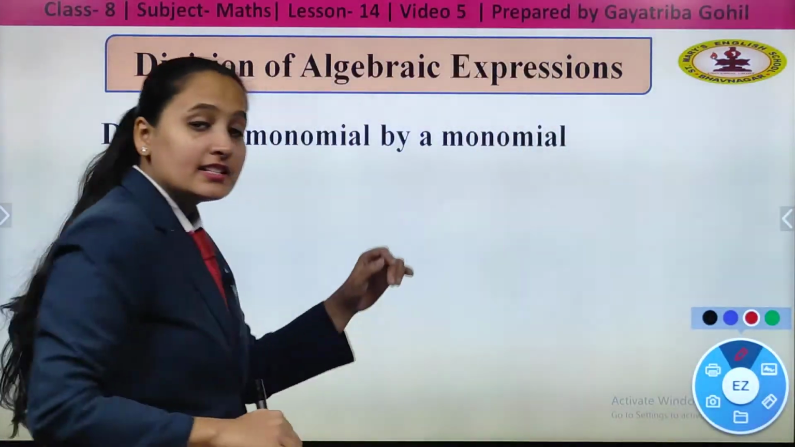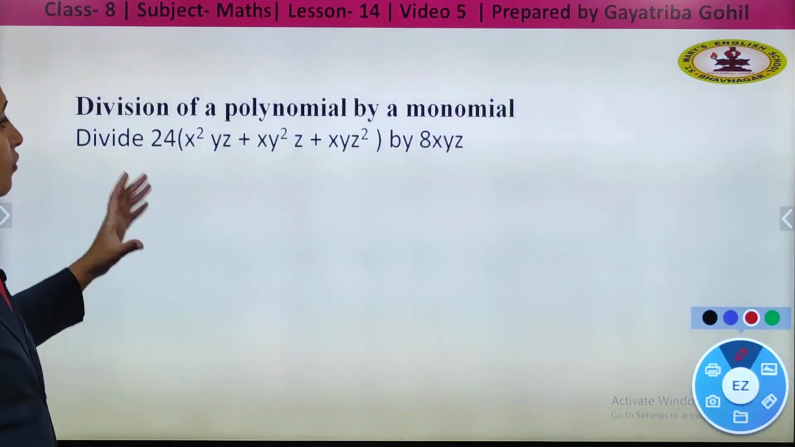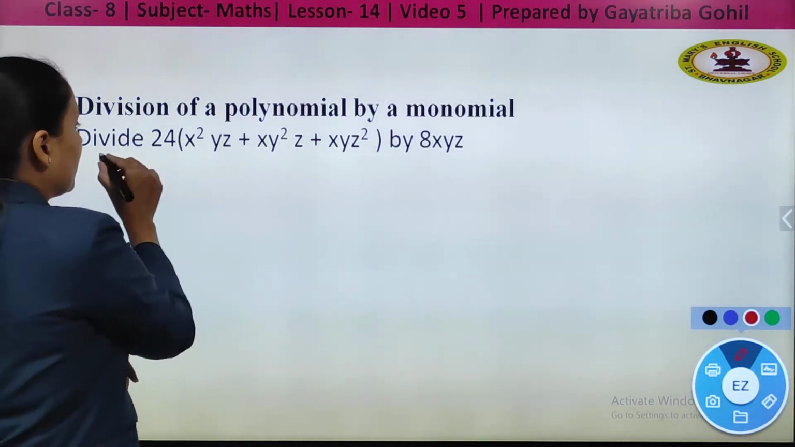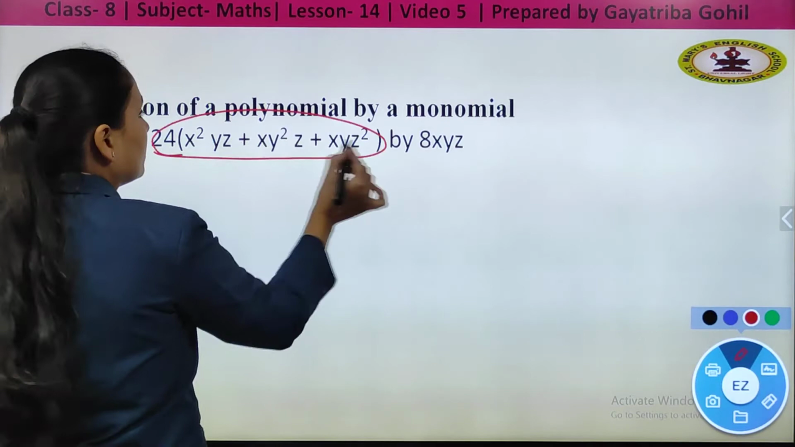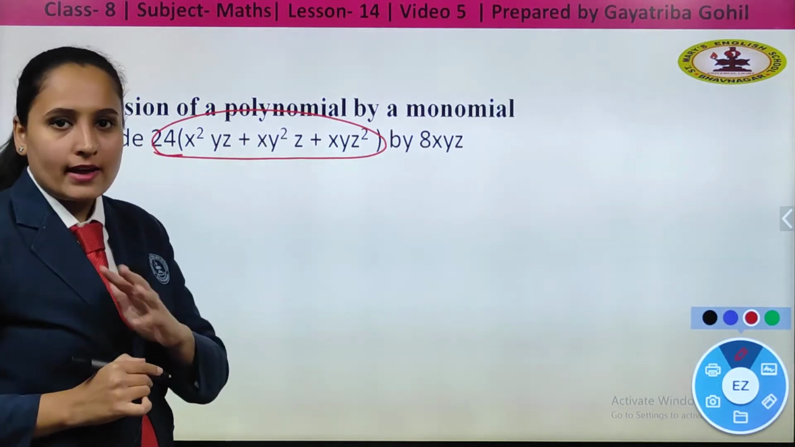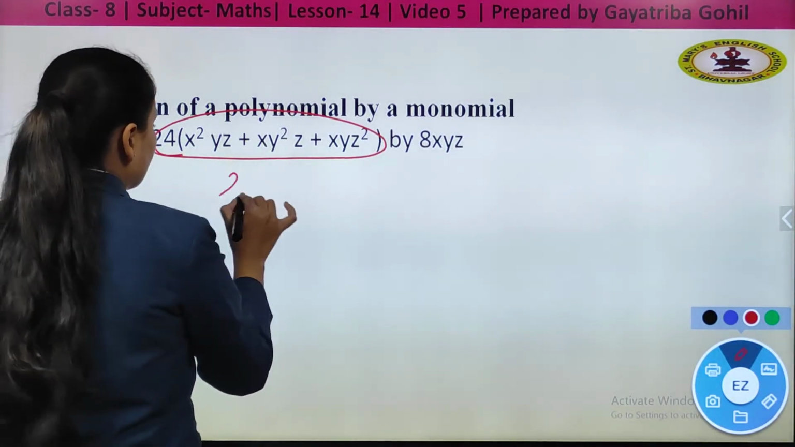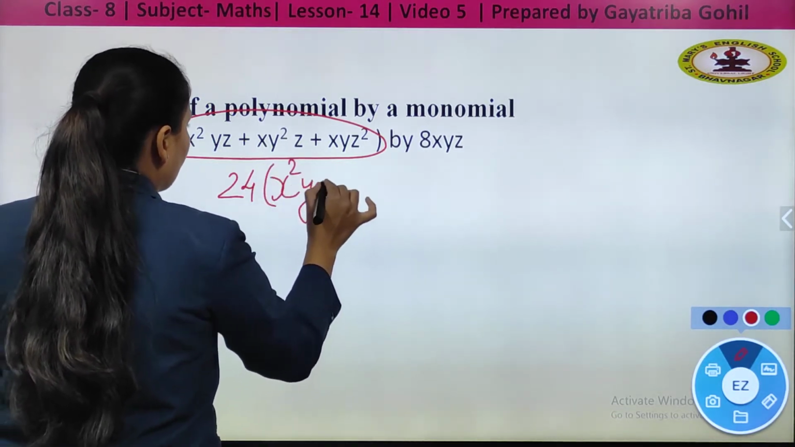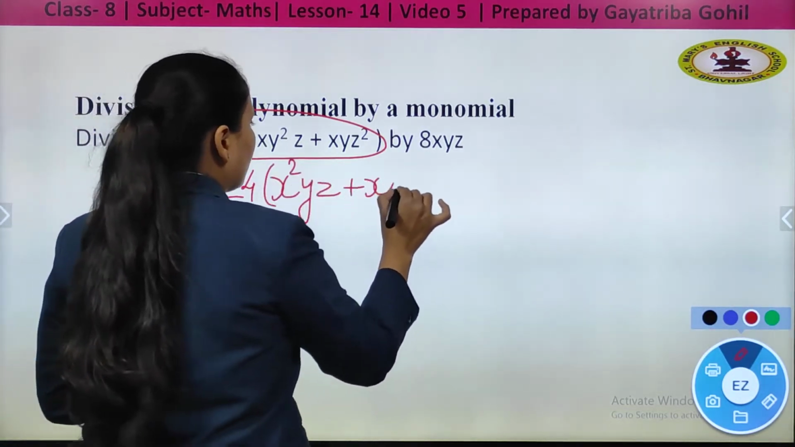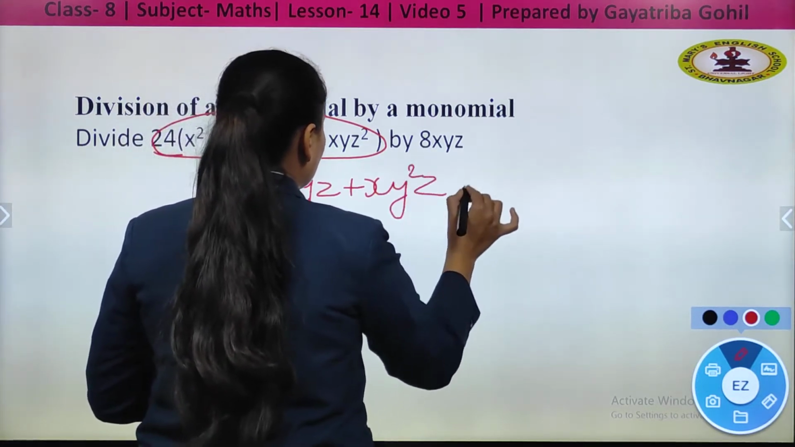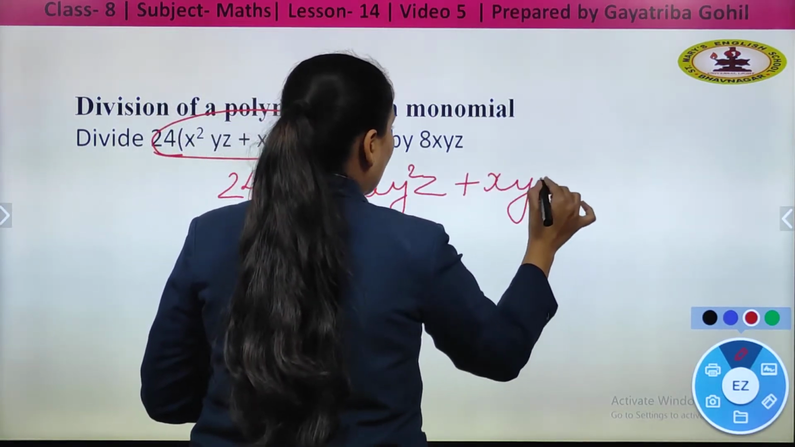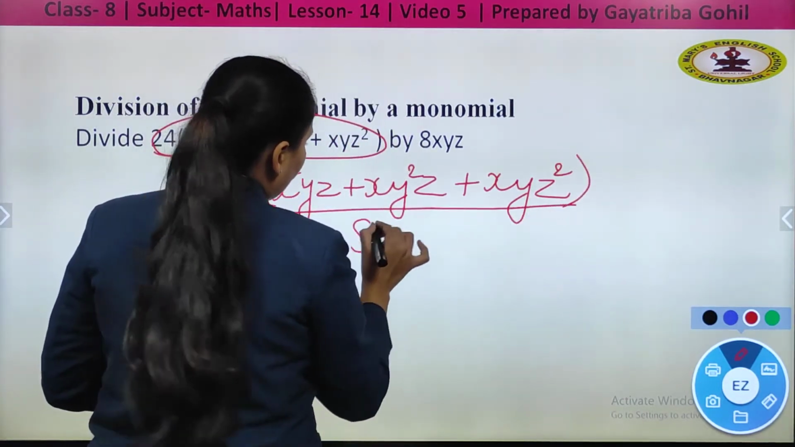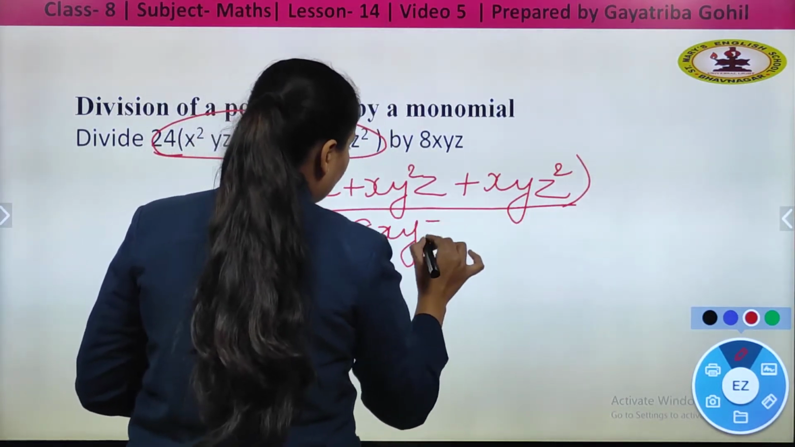Then this is division of monomial by monomial. What if I have a polynomial which I want to divide by a monomial? Here, divide this expression by 8xyz. So write it like this: 24x square yz plus xy square z plus xyz square divided by 8xyz.